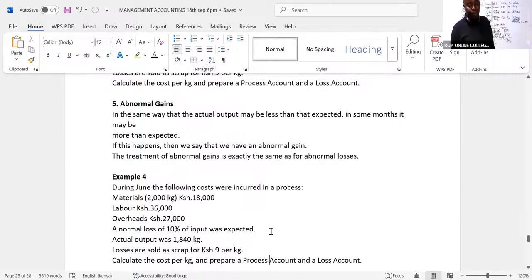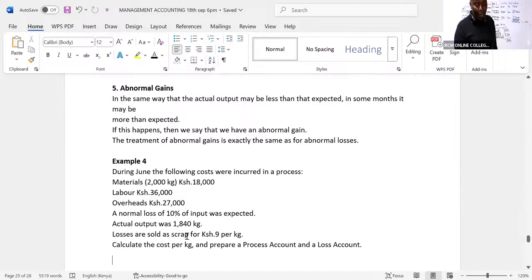Example number 4. We are told during June, the following costs were incurred in a process. Materials 18,000, labor cost 36,000, overheads 27,000. A normal loss of 10% of input was expected. The actual output here was 1,840. Losses are sold as scrap for 9 per kilogram. They want me to calculate the cost per kilogram and prepare a process account, and actually it's supposed to be an abnormal gain account.